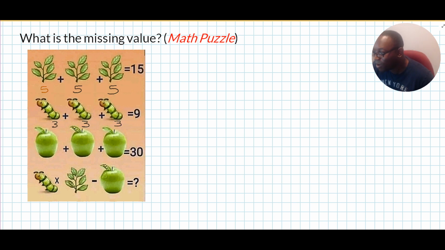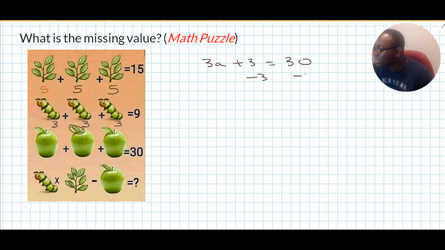Now we have a problem here. Well, not really a problem, but we have something that we need to pay attention to. We have 3 apples, but if you pay attention here, can you see this right here? This accounts for 3. So this is going to be 3 apples plus, I guess let's just call it an insect. 3 apples plus an insect is going to give us 30.